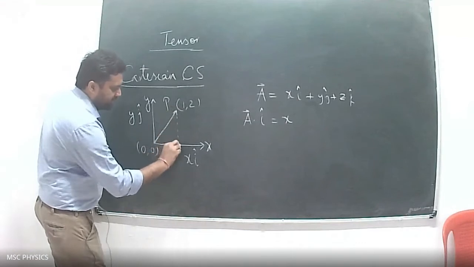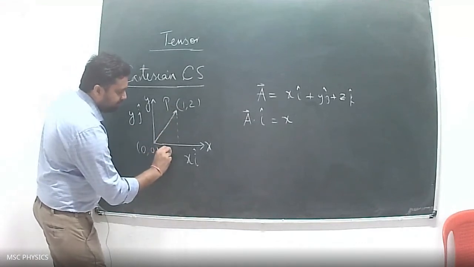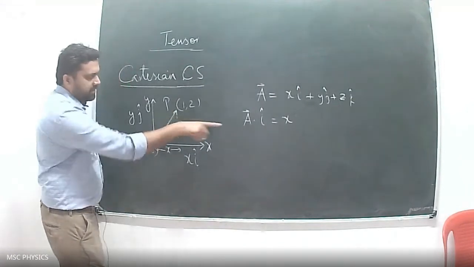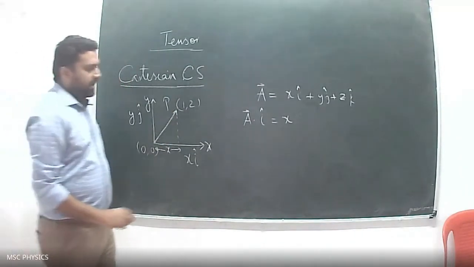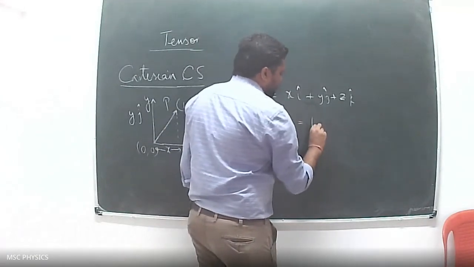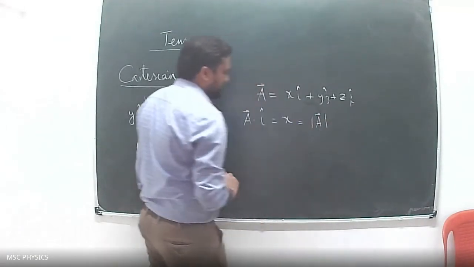So projection का मतलब ये है. This is basically x. This length is x, which is A dot i. And I want to use the definition of the dot product of the two vectors.